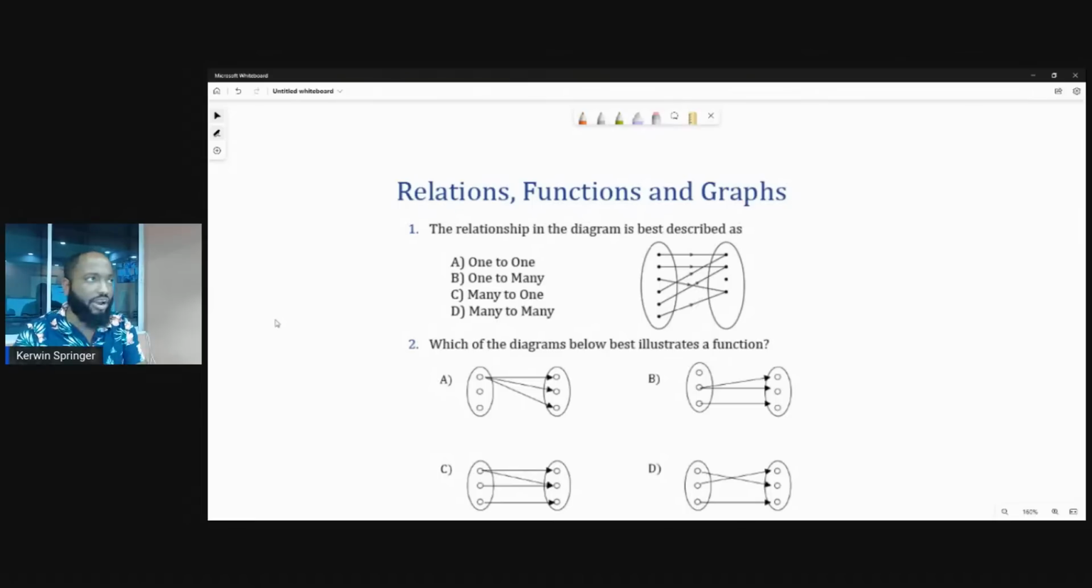The relationship in the diagram is best described as, right, we will kill it. There's a split right here, so you'll see this is 1-to-1. If there's a split on this side, that's 1 to many. If there's a split on this side, that's many to 1. So this is many to 1, because you've seen splits on this side. Many to 1. So the answer is C.